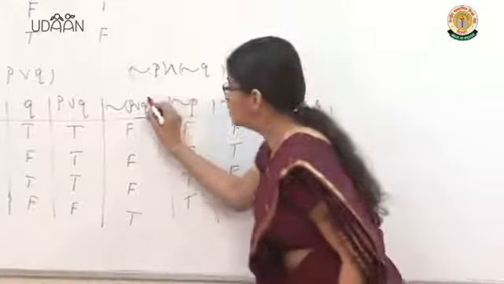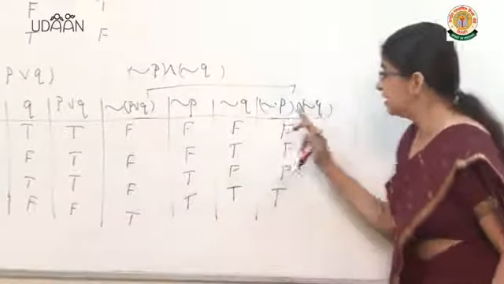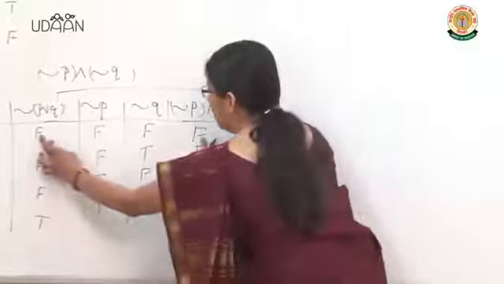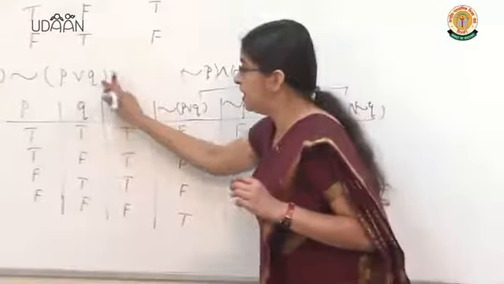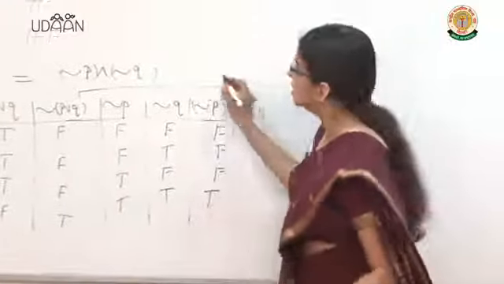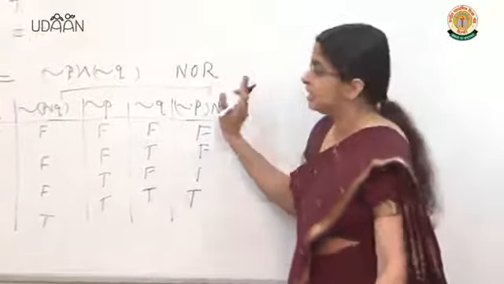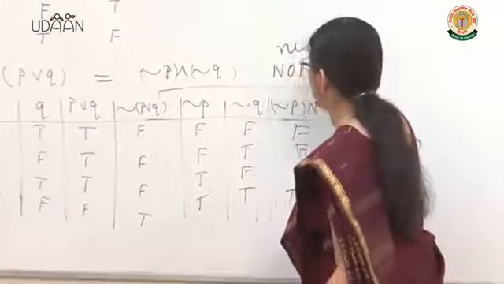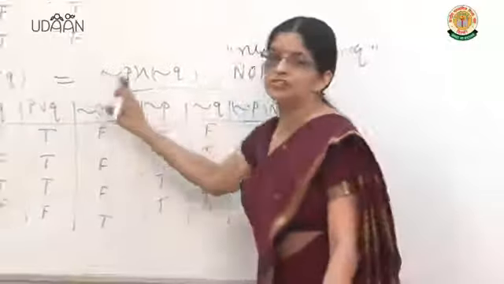Now see these two columns. Negation of P or Q is the same as negation of P and negation of Q. You can see false, false, false and then true. So negation of P or Q is equal to negation of P and negation of Q. Sometimes we call this a NOR statement, that means neither P nor Q. This is one of De Morgan's laws.